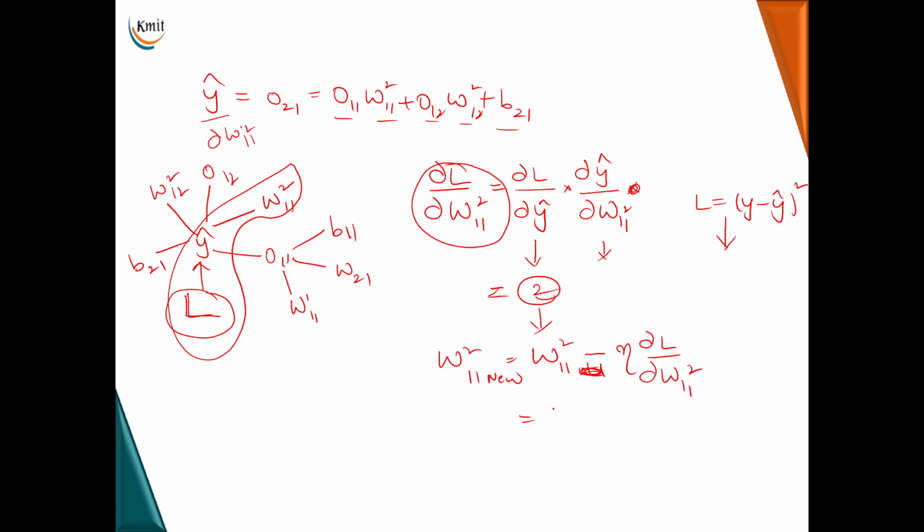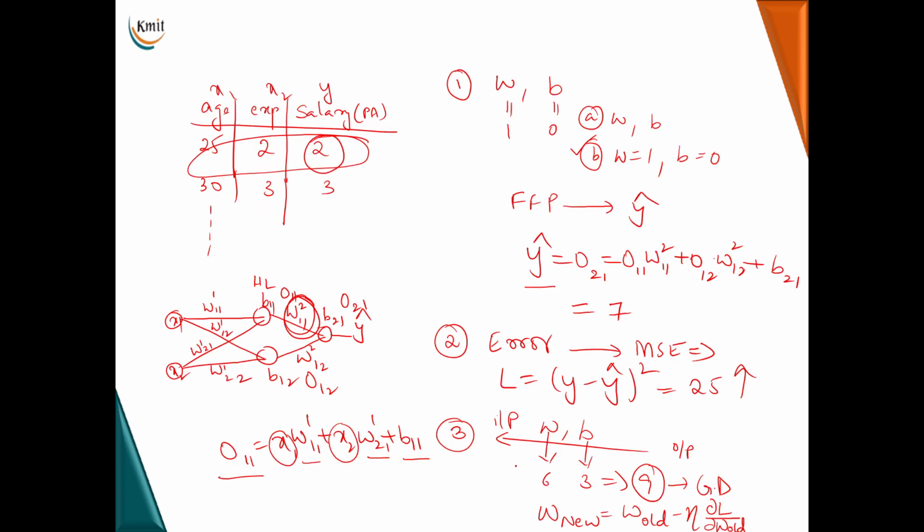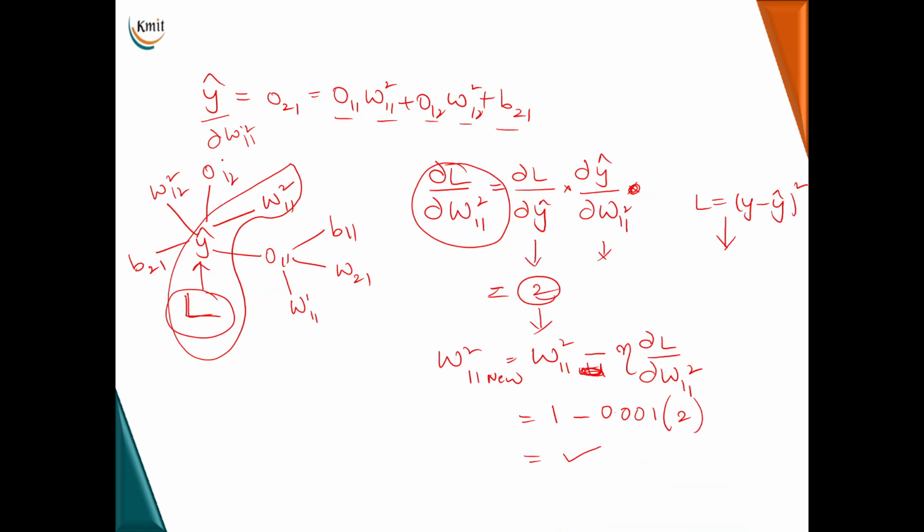So the old value was 1, minus 0.001 times the value I got, for example here 2. I'll substitute and get the new value of my first weight, the weight which is close to the output layer. Next I will take this weight and update it, taking this hierarchy into consideration, as ∂L by ∂y hat into ∂y hat by ∂W12. Substitute all the values and I'll get the updated weight. This process I'll continue till I reach the input.